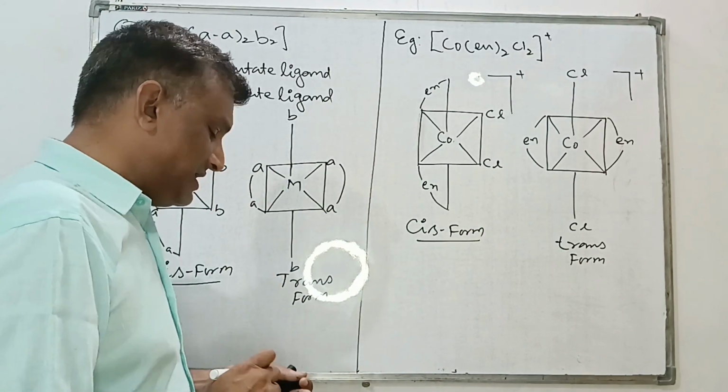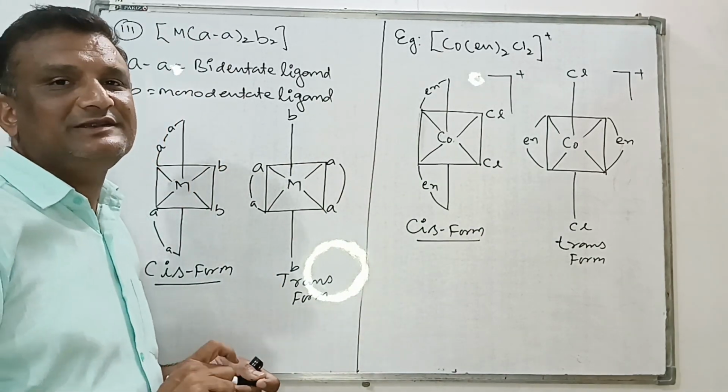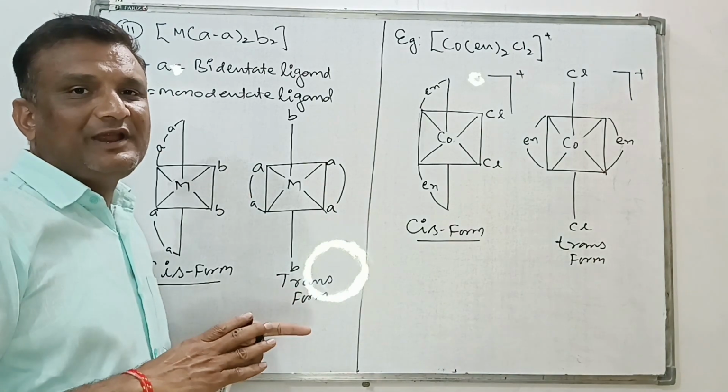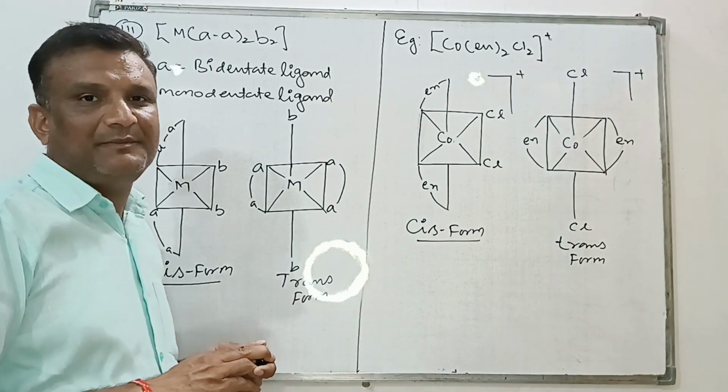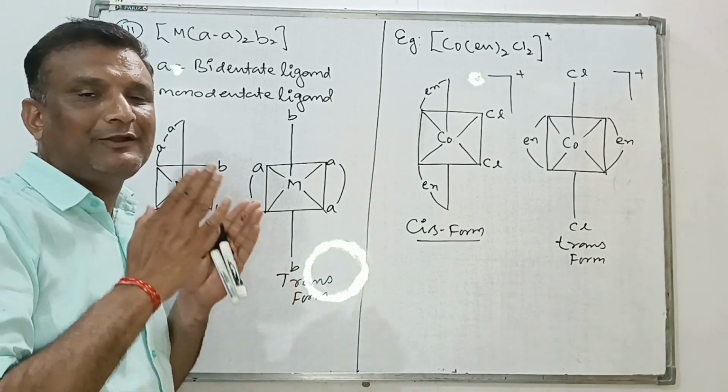So this was regarding geometrical isomerism in coordination compounds, for coordination number 4 and coordination number 6.